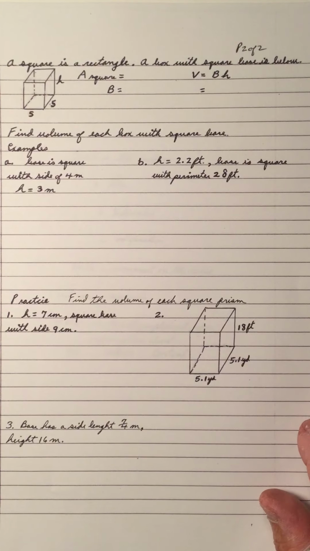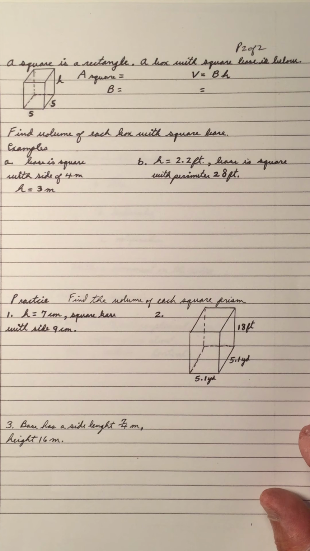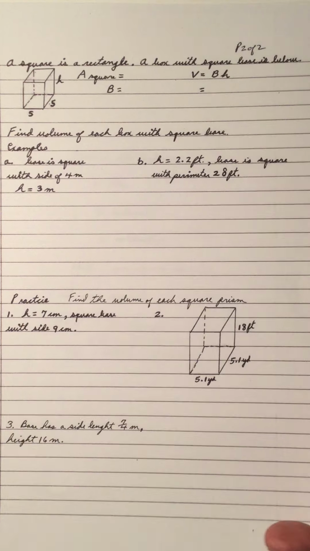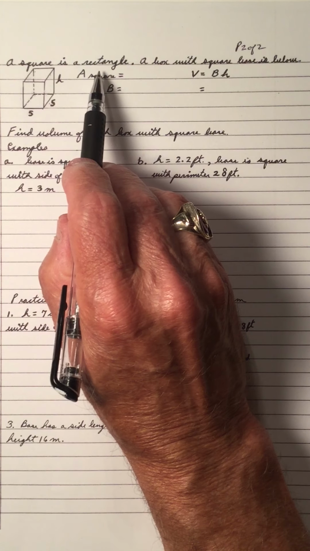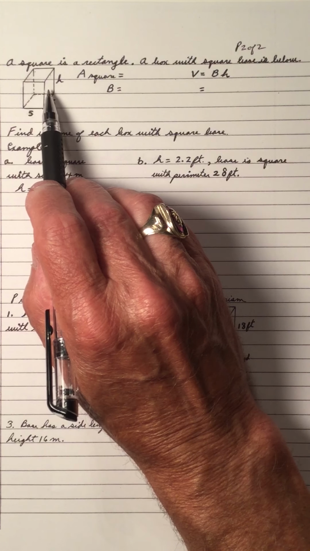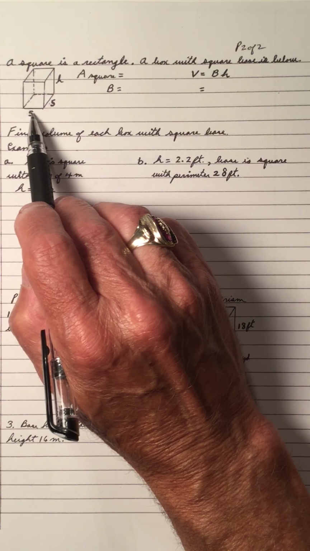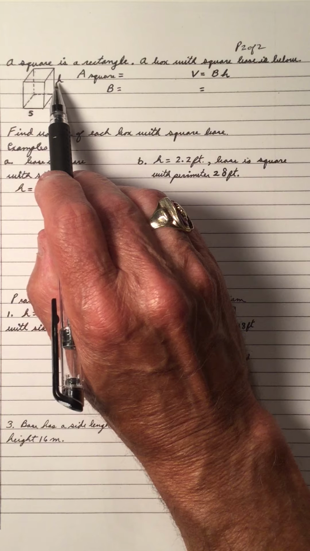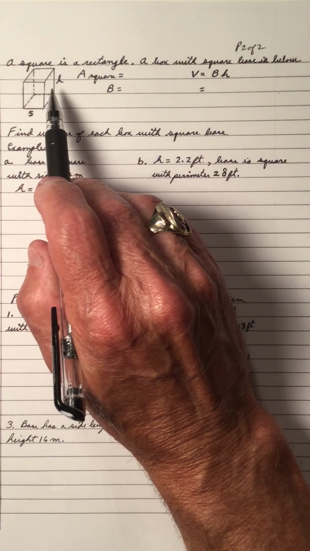In the previous video, we did the volume of a rectangular prism. Now we're doing a square prism. A square is a rectangle. A box with a square base is below. So this is a box with a square base S and S and a height of H.